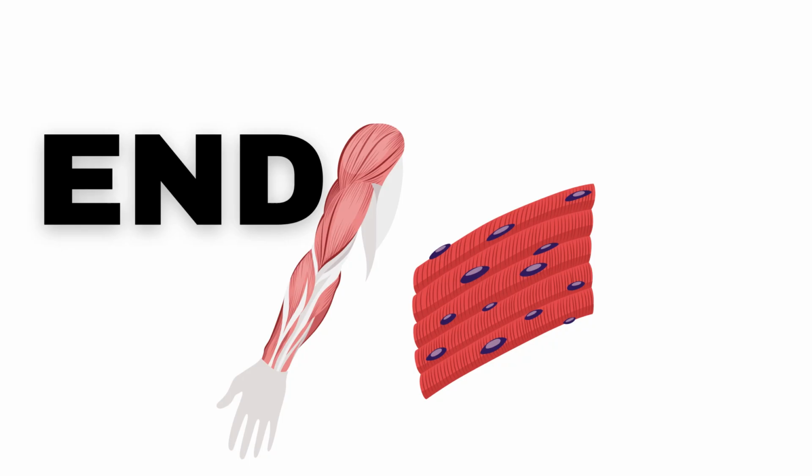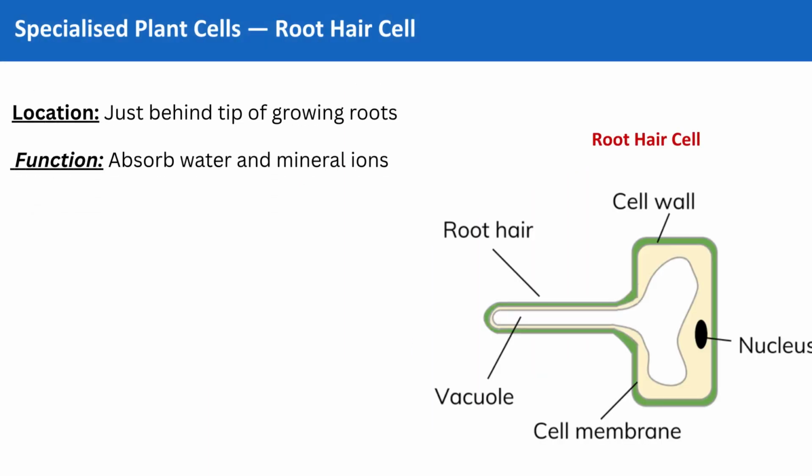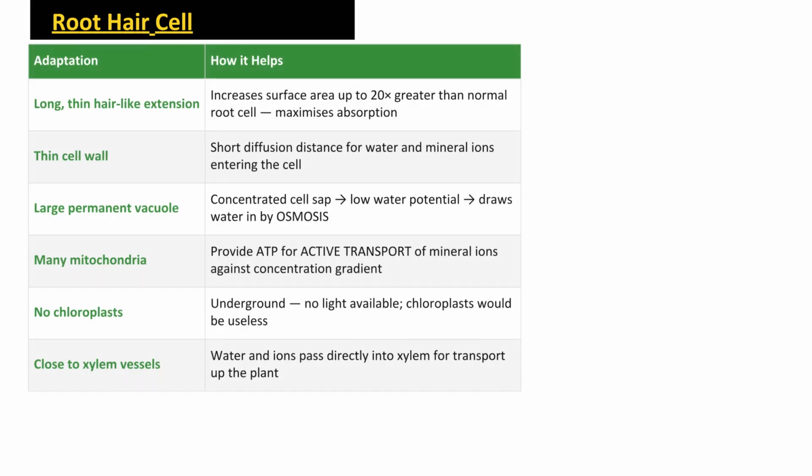This is the end of the specialized cells of the animals. Now we are moving towards the plant specialized cells, and the first one is the root hair cell. The function of the root hair cell is to absorb water and mineral ions, and it is located just behind the tip of the growing roots. Let's look at its adaptations.